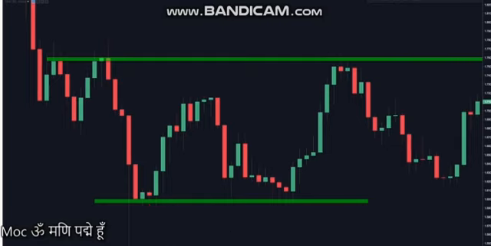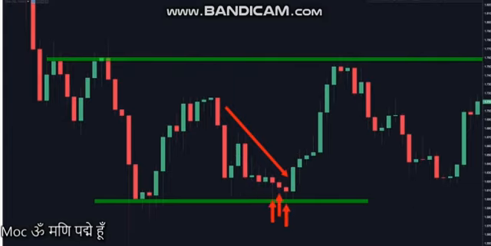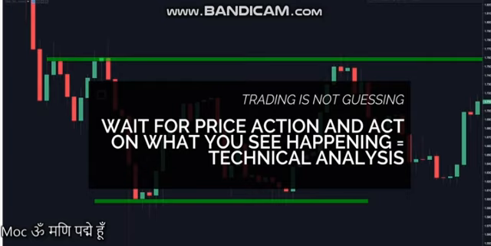Now again, as price approaches this level, look at all the small candles as price approaches this level, which shows no bearish momentum. Price then finishes with 3 candles where the wicks are rejecting support, and then price took off upwards. Trading involves zero guessing. You look for price action and act on what you see happening. That is what technical analysis is in a nutshell.